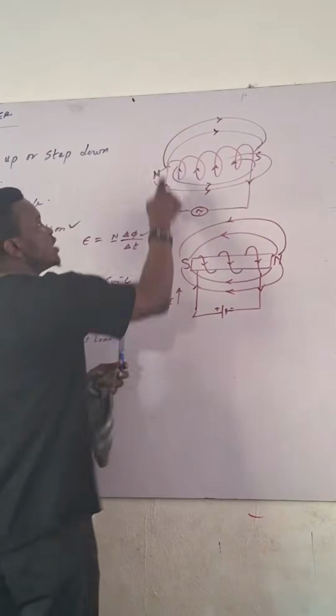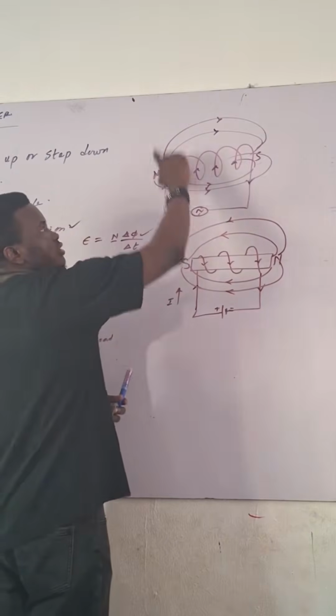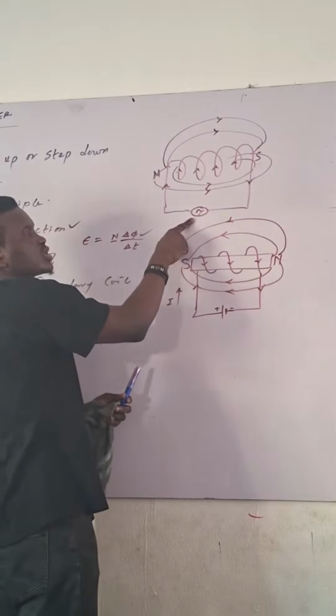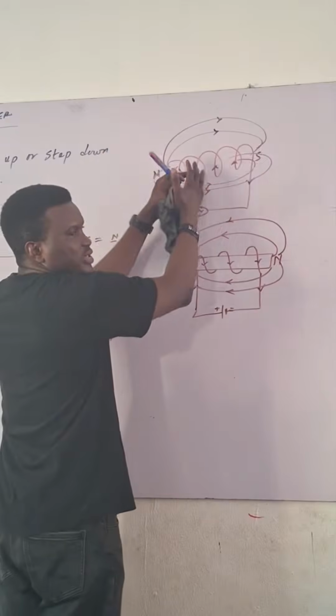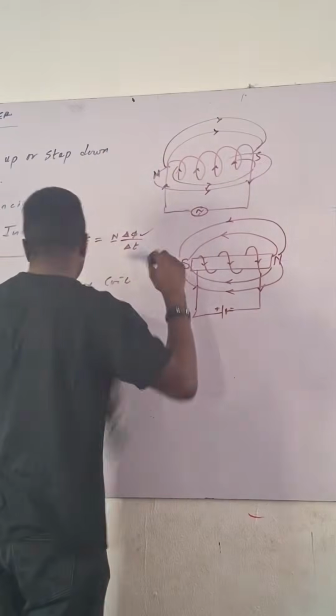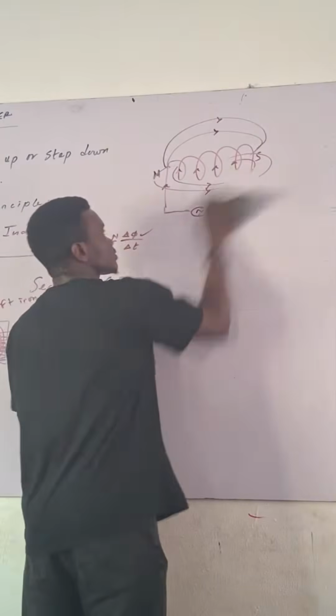In this case, I just use my hand like this, then the field will run. But I use AC here because that field will increase, then decrease, increase, then decrease. So let's move on. So now we have two types of transformer.